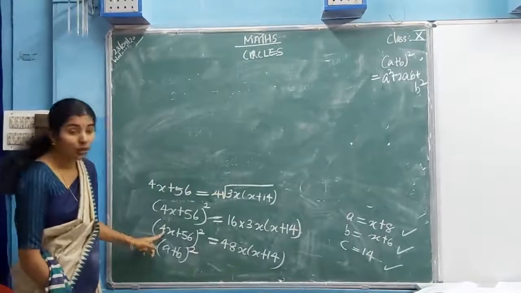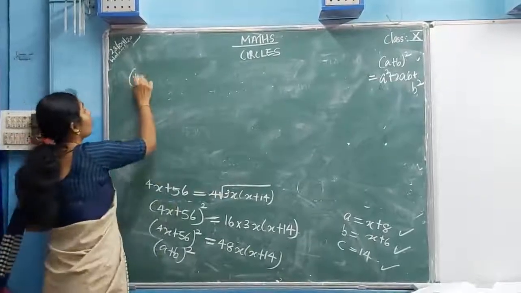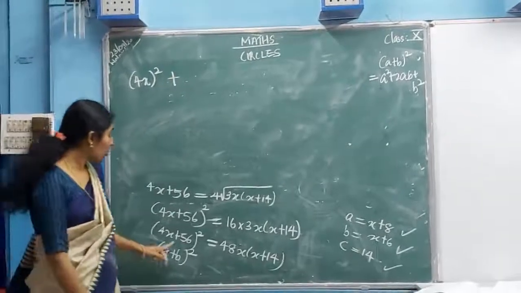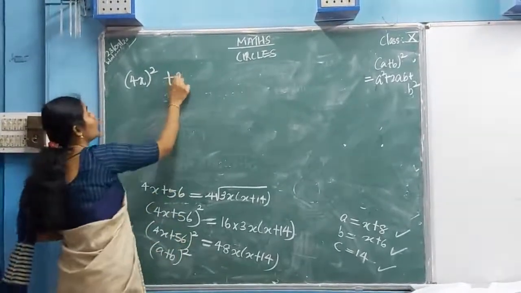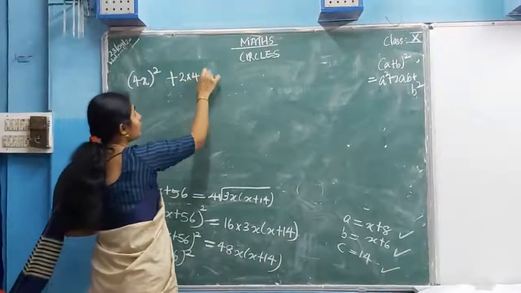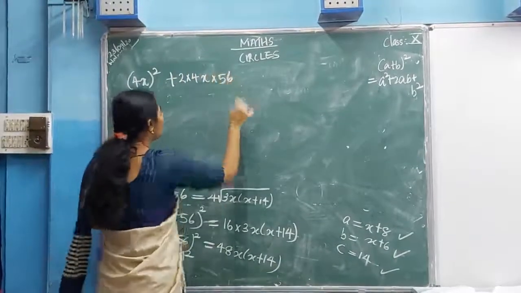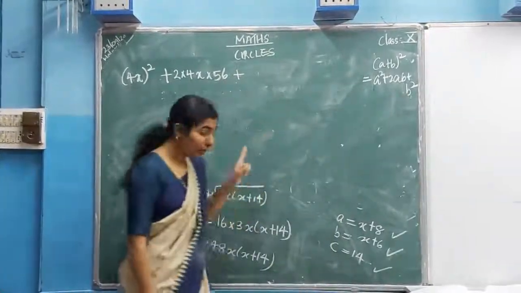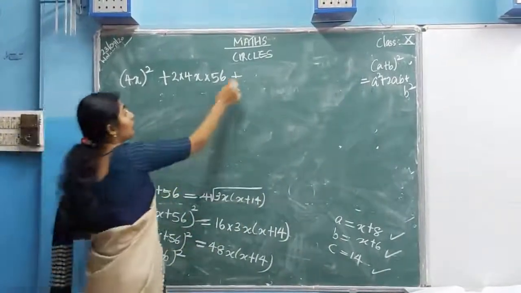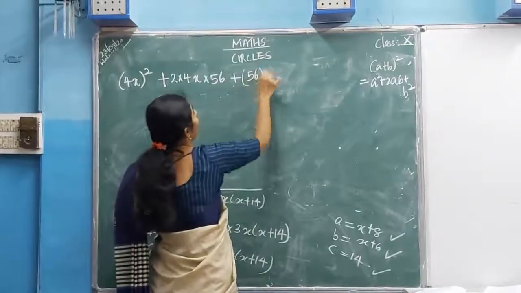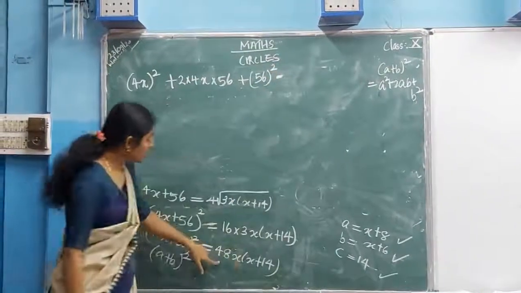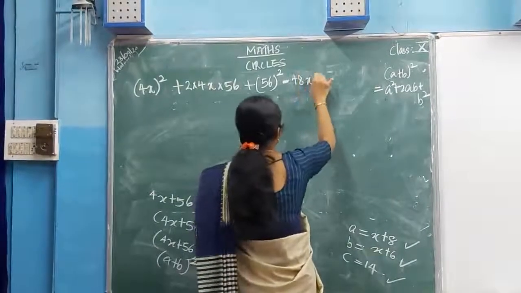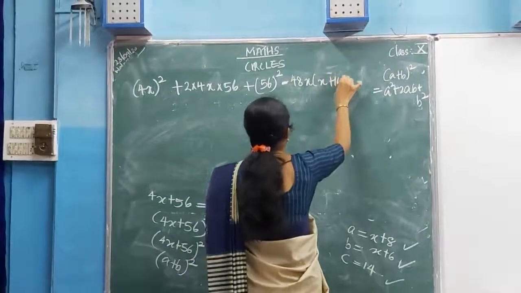So when you are applying the identity, what will you get? Here a is 4x, so a square is (4x) square, plus 2ab, that is 2 into 4x into 56, plus b square. Here b is 56. So 56 square equal to. Now what is the answer on the right hand side? 48x into (x plus 14).